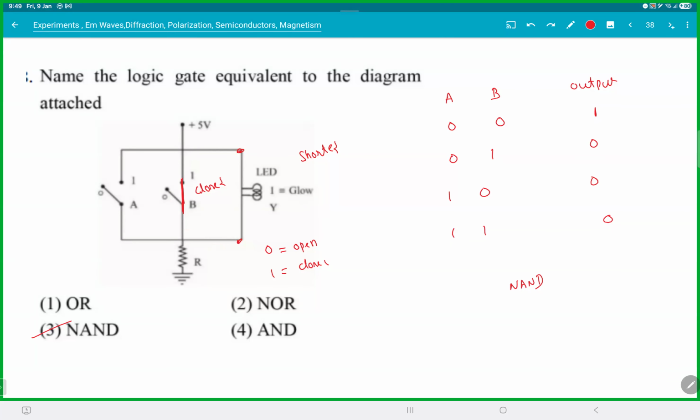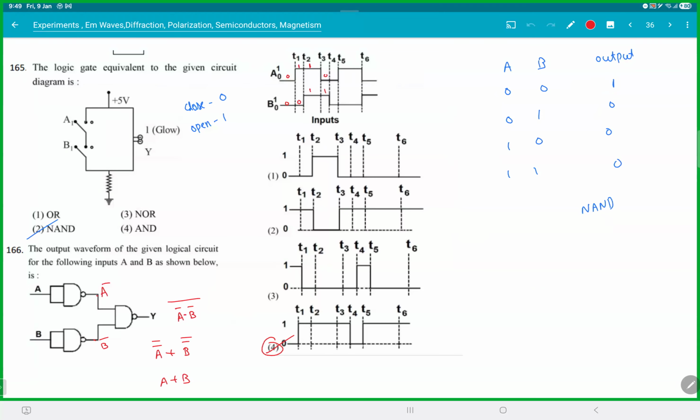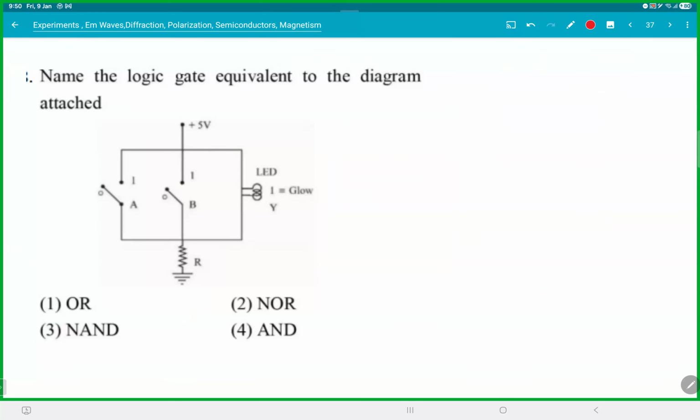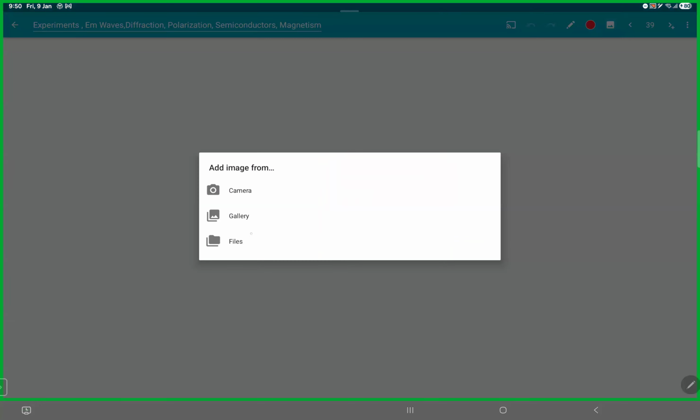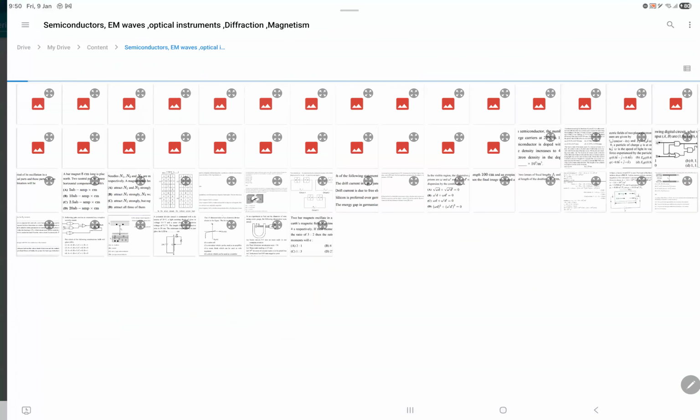This is also an AND gate. This actually would have been something else, but because they did two things. They made this 0 and 1 reverse. This was series that became parallel. So there were two changes. So suddenly it became again an AND gate. Or else you would have got something else.